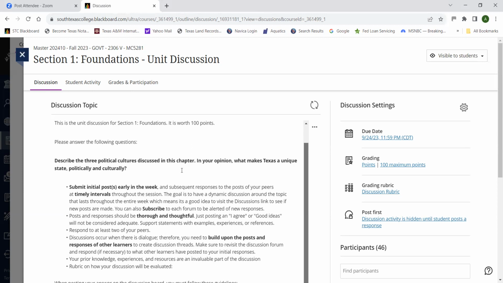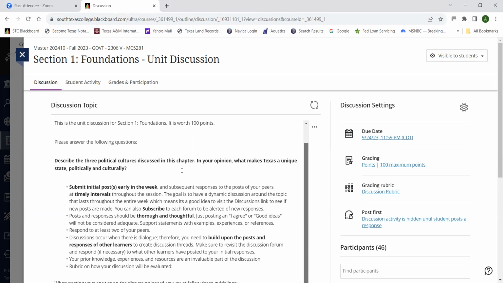So again, those are the three political cultures we talked about. The first thing you do, I pretty much did that for you, all right? You're going to list and describe the three political cultures. So you're not just going to list them, but you're actually going to give a description, which I just did. You're going to give a description of the political cultures that we saw in this chapter.